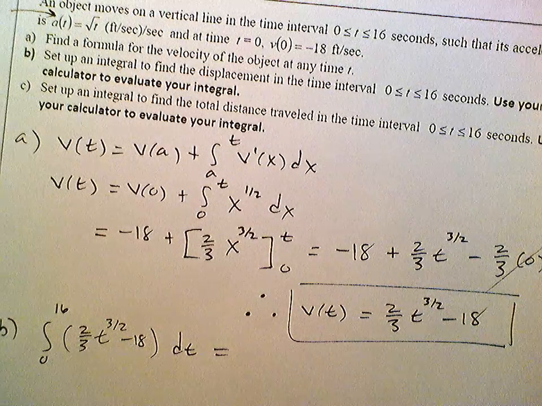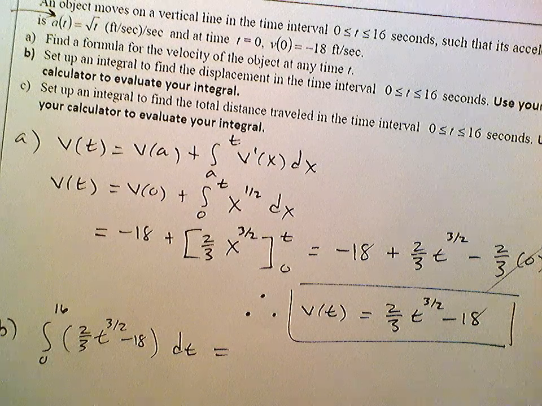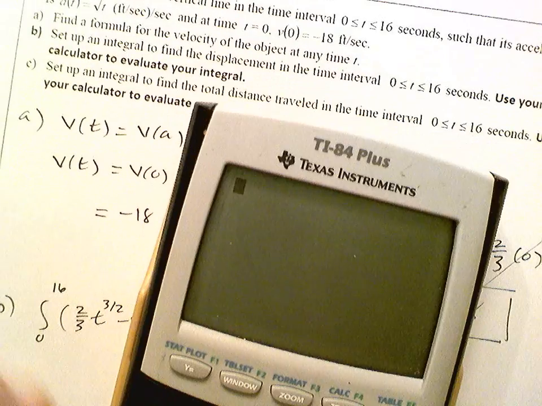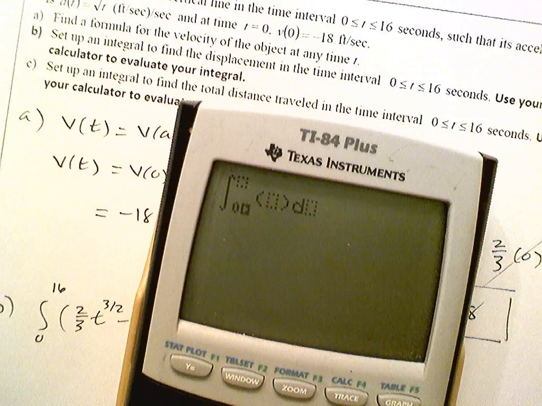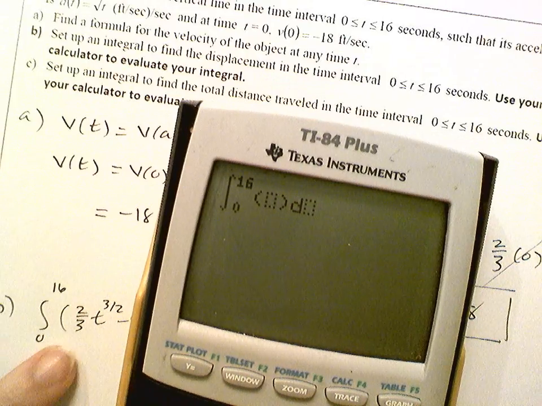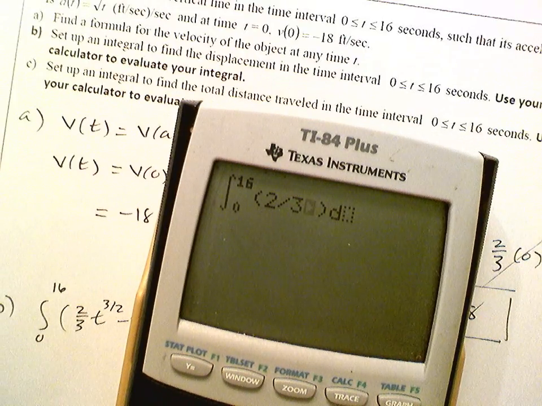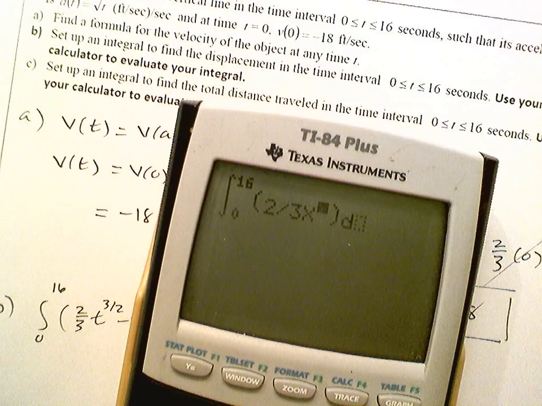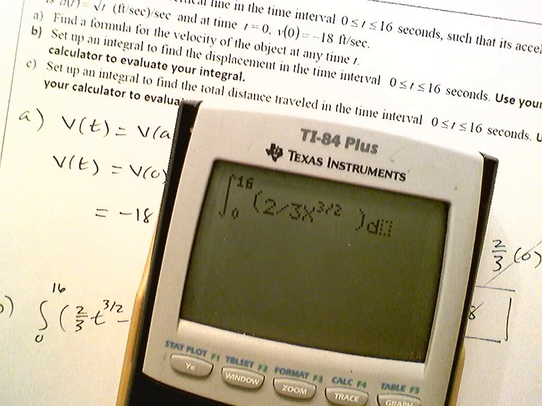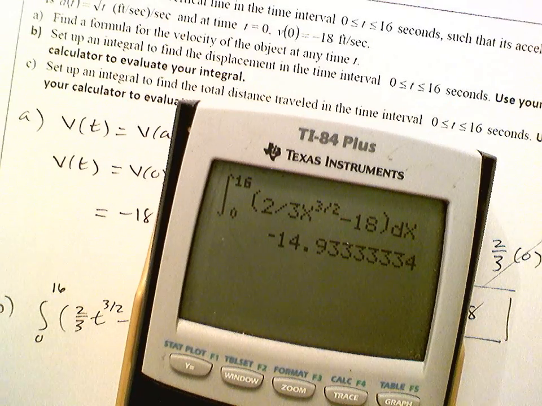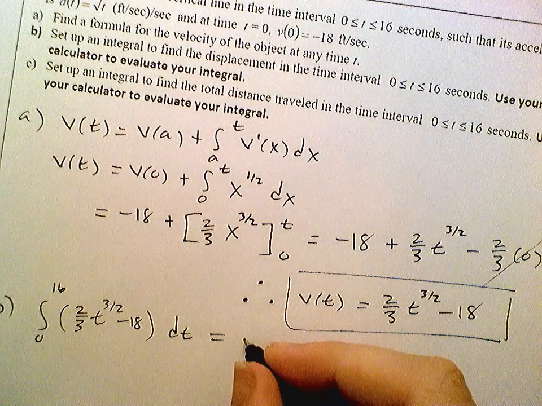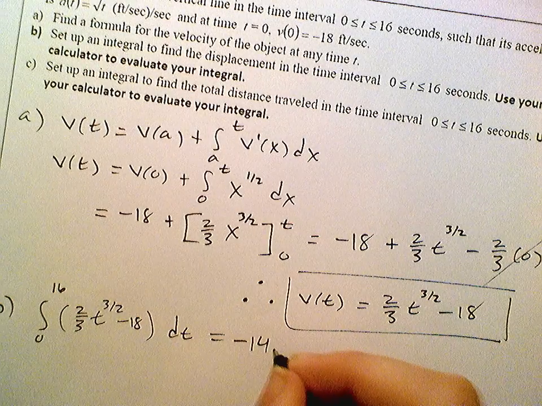And then it said I could use my calculator, so I'm going to use Math 9. So I go here, and I go Math 9, 0 to 16, 2/3 x to the 3/2 minus 18 with respect to x. Okay, so this is the displacement at the end of the interval.